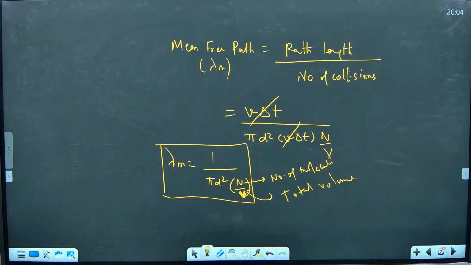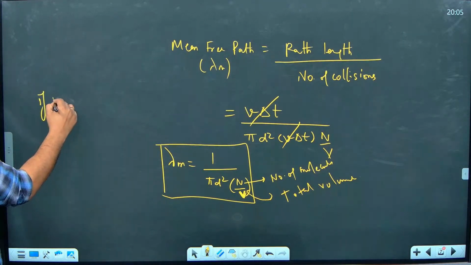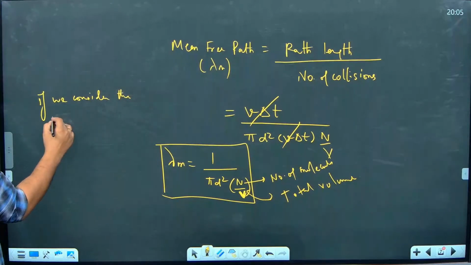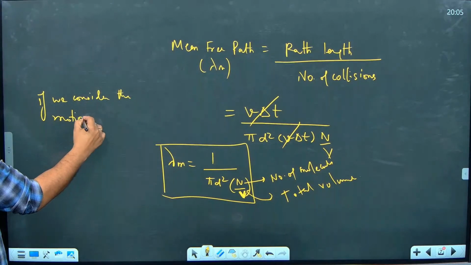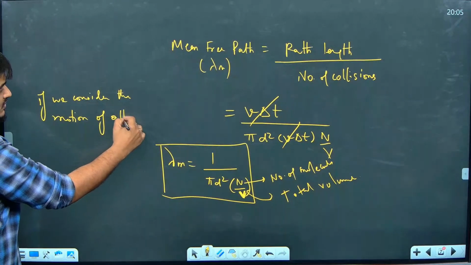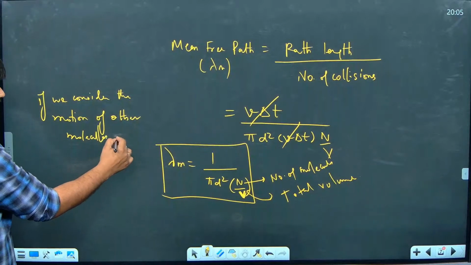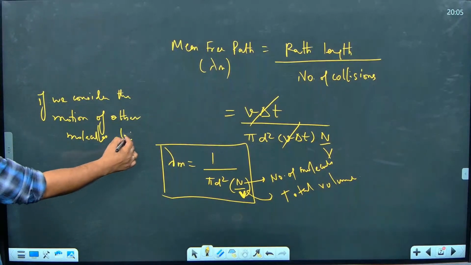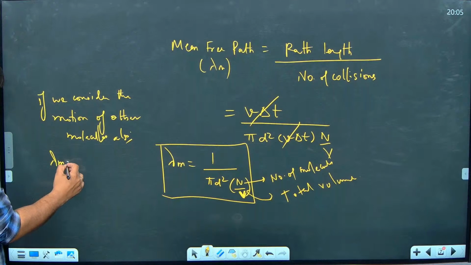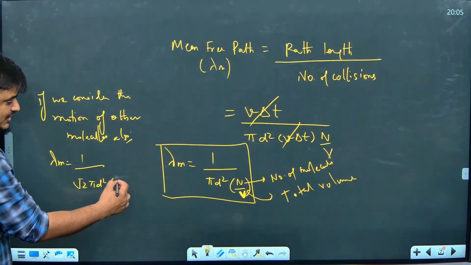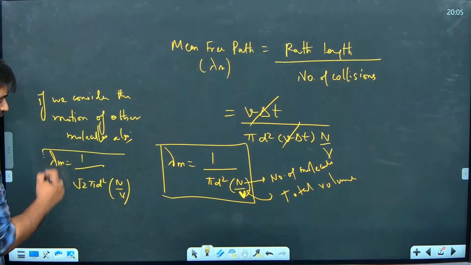Are you getting? I gave another formula also in the beginning of today's class, that is root 2 into this. If we consider the motion of other molecules also, then there is a factor 1 by root 2 multiplied with this. So lambda m becomes equal to 1 by root 2 times pi d square into n by V. That is another derivation which is not in our syllabus.